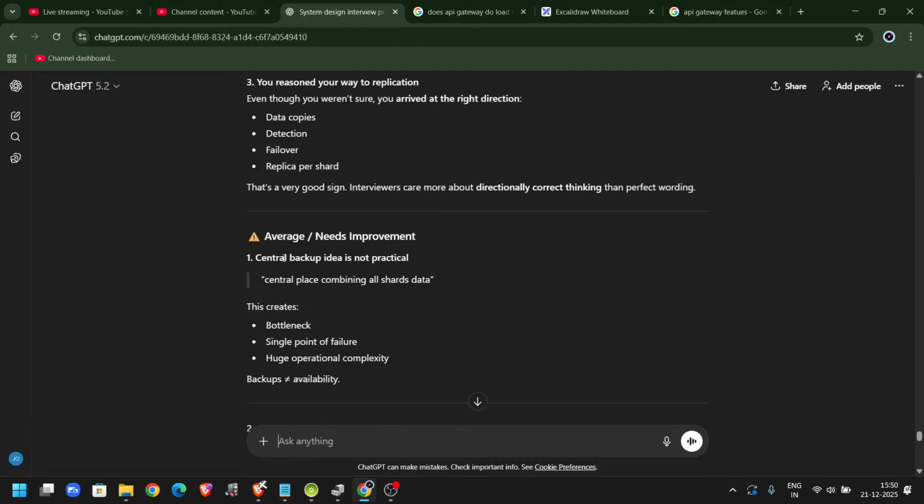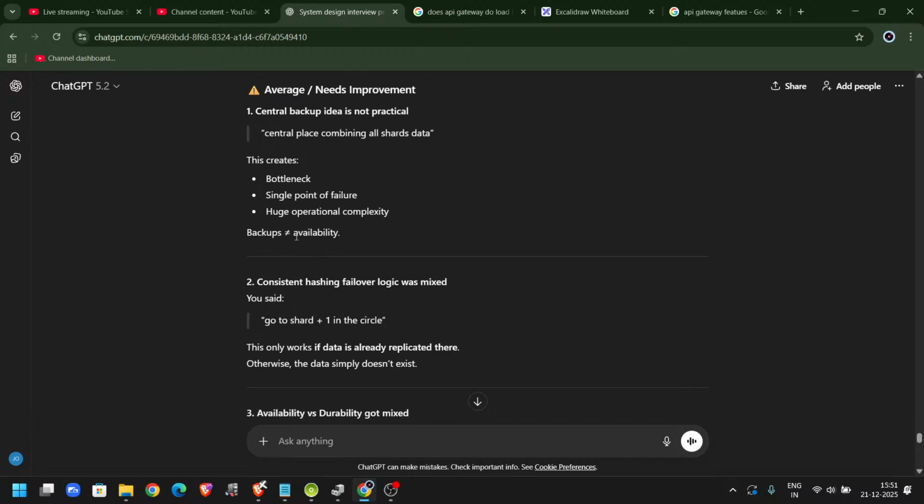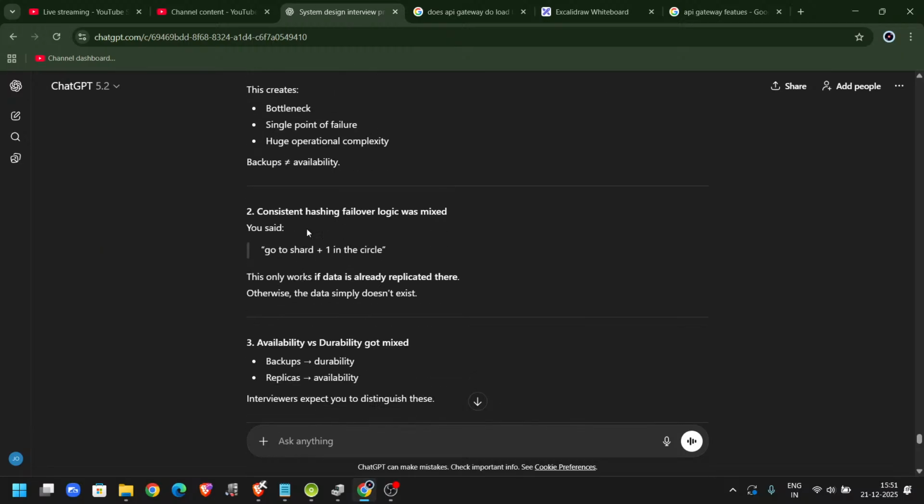ठीक है हाँ. Correct backup idea is not practical. Central backup idea is not practical. Central place combining all shards data. This creates bottleneck, single point of failure, huge operational complexity. Backups is not equal to availability. Okay. Consistent hashing failover logic was mixed. You said go to shard plus one in the circle. This only works if data is already replicated there.